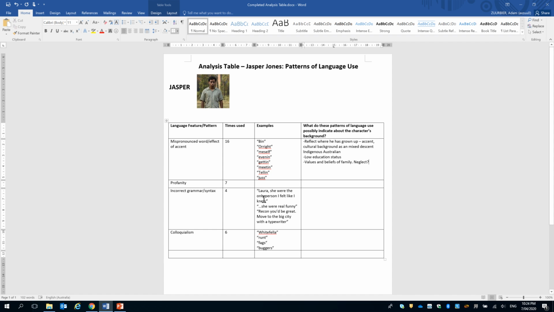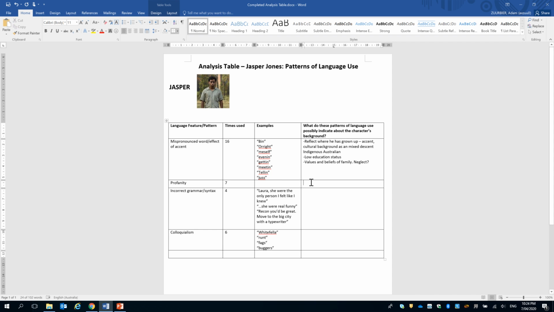So we can make assumptions, and that's what they are. They're assumptions, but we do also know a lot about this character, about what this pattern of language use might indicate about his background. But it is important that when we're observing the patterns of language use of an individual, we don't make strong assumptions about their background based upon their patterns of language use, because it's not good to make assumptions about anyone.